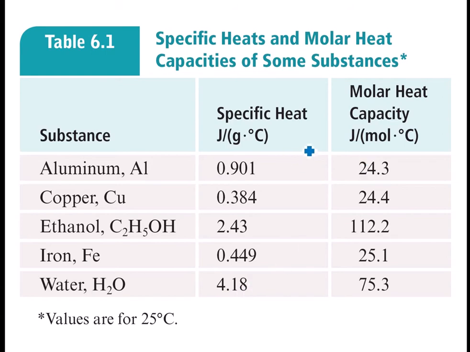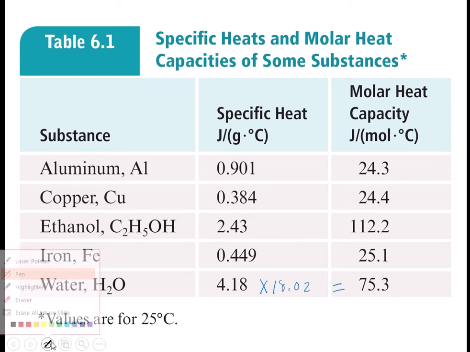The difference between these two columns, as you see, is that this is grams and this is moles. If I take this times its molar mass, I would get that. This times its molar mass, I get this, and so forth. So, for example, I know off the top of my head that water is 18.02. So if I take 4.18 times 18.02, it would equal the 7.53. But again, these are numbers that will be given to you on the exam.